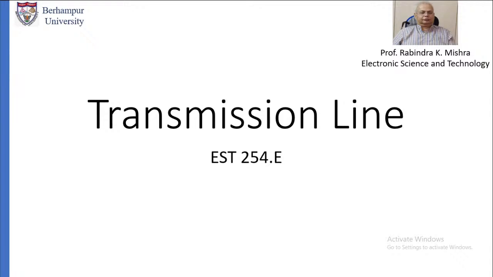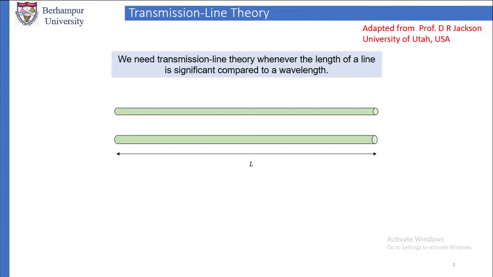So directly we'll start with transmission line. Now what is a transmission line? A transmission line is an electrical device or electrical entity or electrical system, you can say, through which we pass a signal from one point to another point. So it guides the signal from one point to another point.